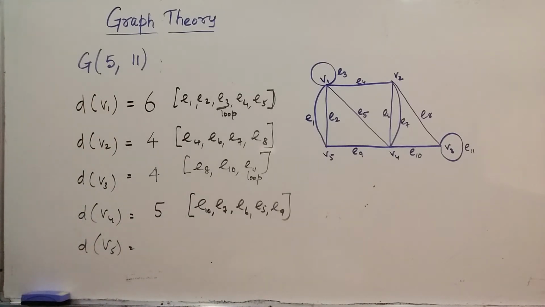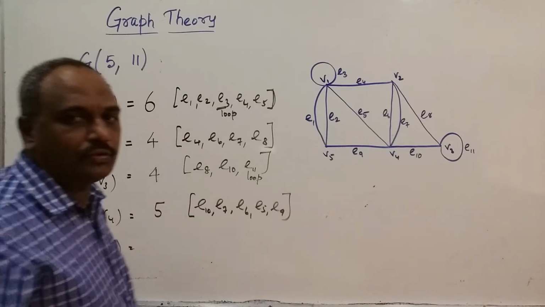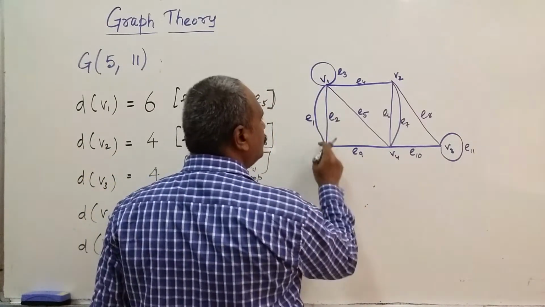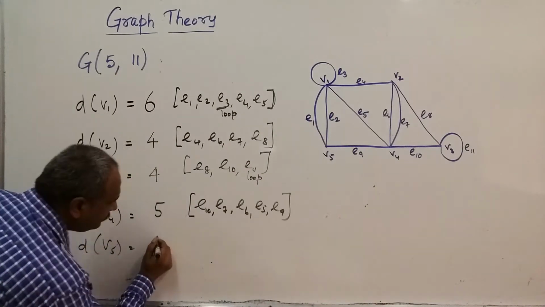Now I am going to find the degree of V5, the last one. What is V5? Here I have how many? 1, 2, 3.